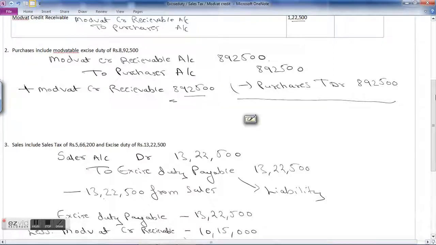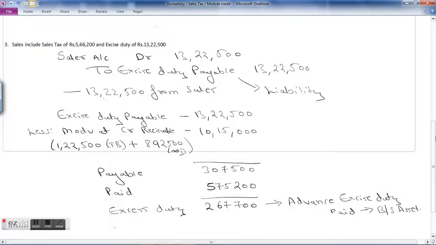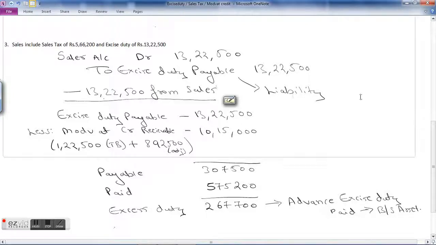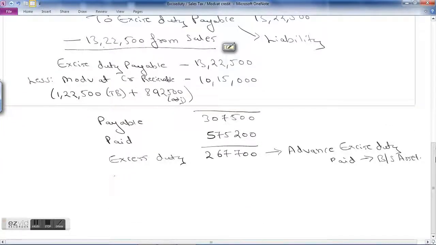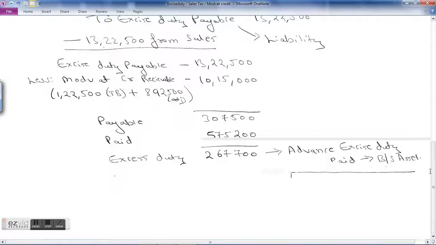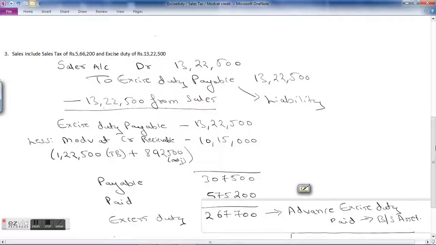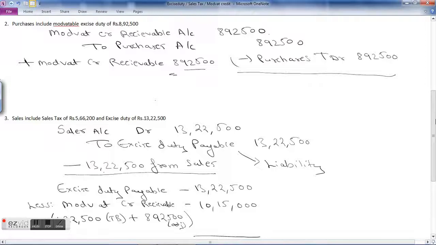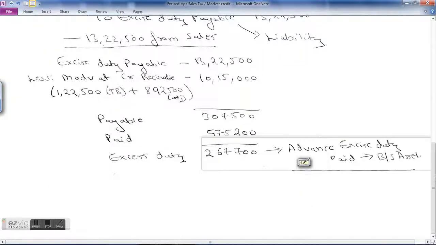Then the next effect is reduce from sales 13,20,500. This is the second effect. And then the third effect is the net of all this transaction, that is excise duty payable minus MODVAT credit. You get net amount payable less paid. So 2,67,700 is the advance excise duty paid. So these are the three effects of the excise duty transactions. Okay, from all the transactions related to the excise duty, these will be the three effects which have to be given in our final accounts.